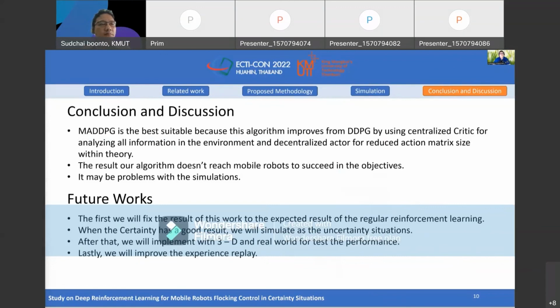In the future, first we will fix the result of this work and compare the expected result to regular reinforcement learning. Then it will certainly have a good result. We will simulate uncertainty simulations. After that, we will implement it in a 3D real world to test performance. Lastly, we will improve the experience replay for better performance.